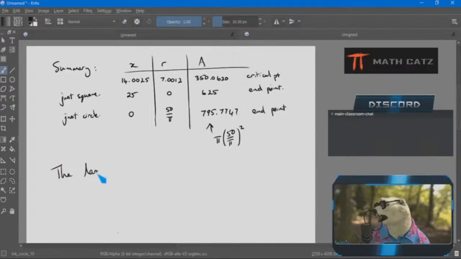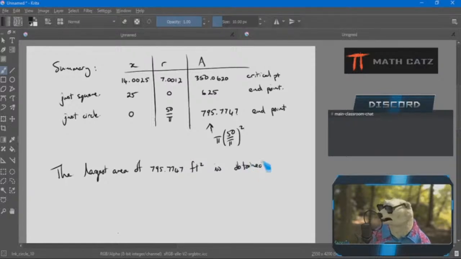The largest area of 795.7747 square feet is obtained with just a circle of radius 50 over pi. I guess let's calculate this guy.